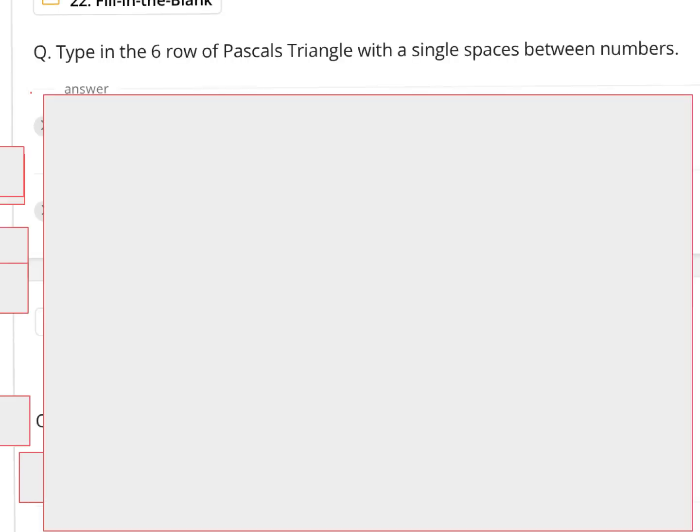Type in the 6th row of Pascal's triangle. Let's begin. Make a triangle of ones. So after you make your triangle of ones, you add 1 plus 1, that'll be 2. Then you put your ones on the outside again. And then you simply add 1 plus 2, that's 3.